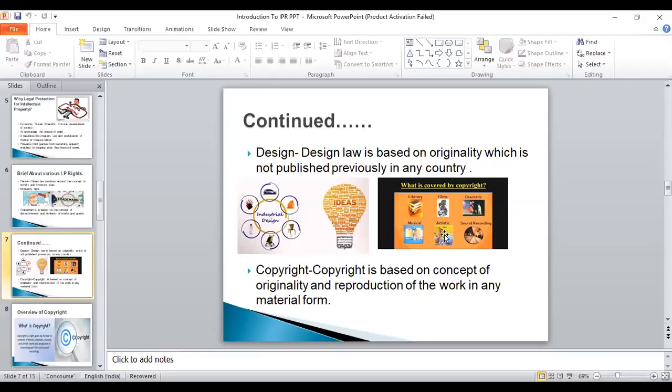Now, we have studied the concept of copyright. We know that copyright is based on the concept of originality and reproduction of the work in any material form, right? We should have protection. Then we have talked about the copyright boards, copyright society. What was a copyright society we discussed? Copyright society is a legal entity which protects the interest of the owner in which the copyright subsists.